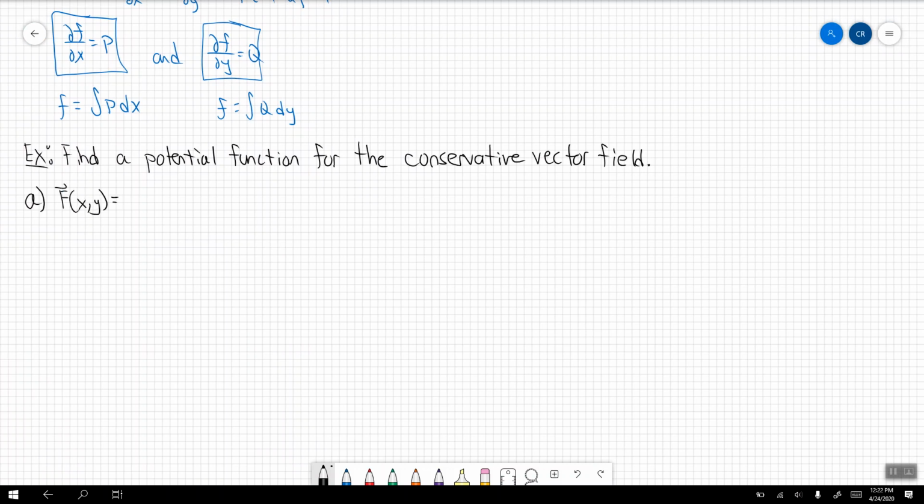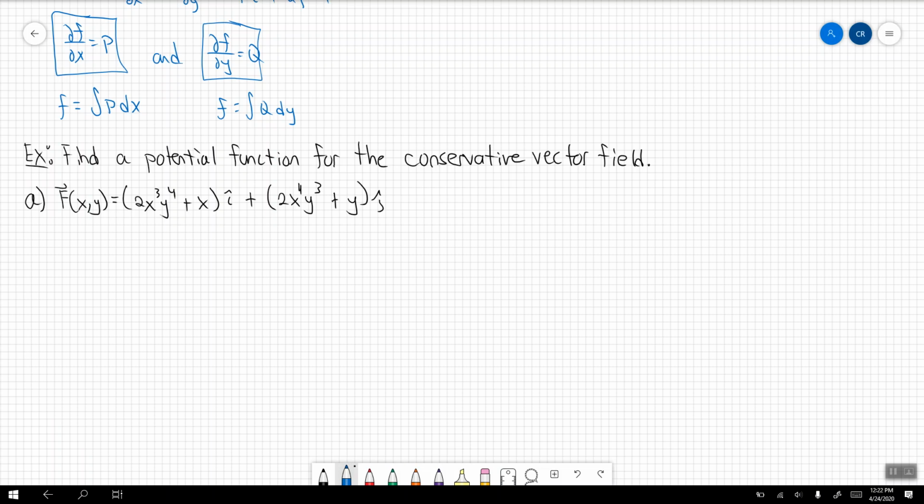All right, so here goes my first vector field. Let's say F of x, y is 2x cubed y to the fourth plus x in the i component, plus 2x to the fourth y cubed plus y in the j component. All right, awesome. You can verify that this is a conservative vector field, but since we're already given that it is conservative, I just want to use that fact.